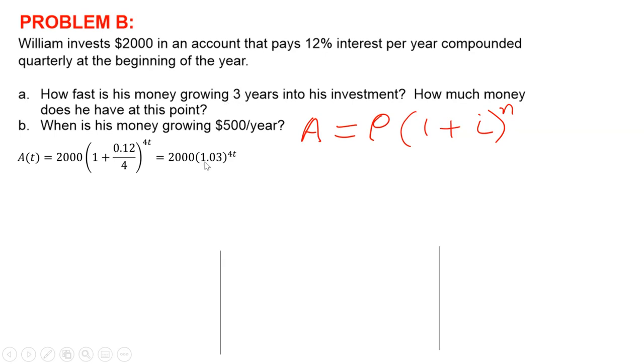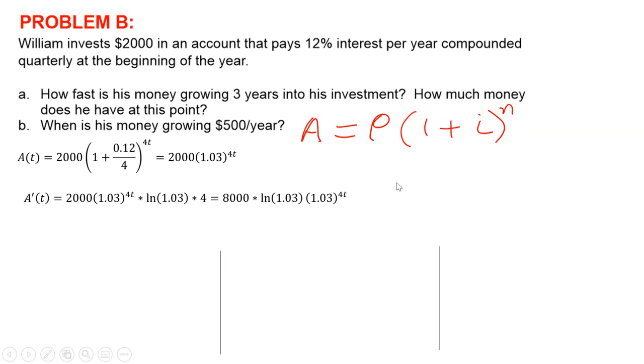So the question is, how fast is his money growing 3 years into his investment? And how much money does he have at this point? So how fast he's growing means I have to figure out, first of all, what my derivative is. And there's my derivative, A'(t). Again, I'm expecting you to be able to do this derivative. Remember, the base of the function is 1.03, so that's why I have the ln 1.03 here. And then I take the 2000 times 1.03 to the power of 4t, multiplied by the 4, because that's the derivative of the exponent. And then I can simplify that to make it look like that.